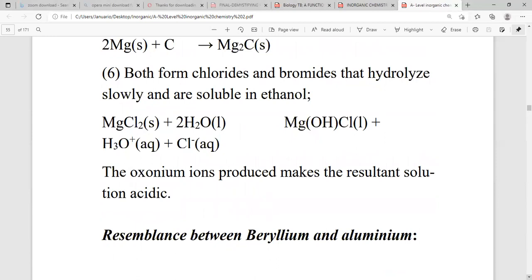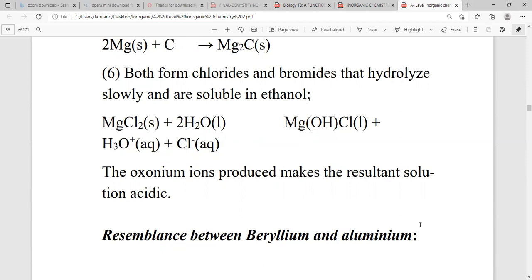That is, the chloride and bromide of magnesium and lithium are able to dissolve in ethanol and they hydrolyze slowly. The oxonium ions produced make the resultant solution acidic. That is it.